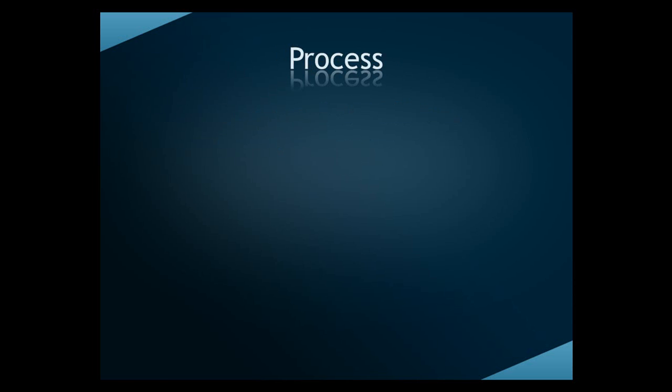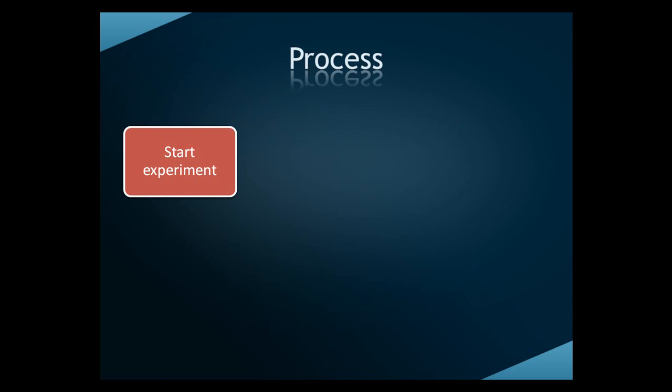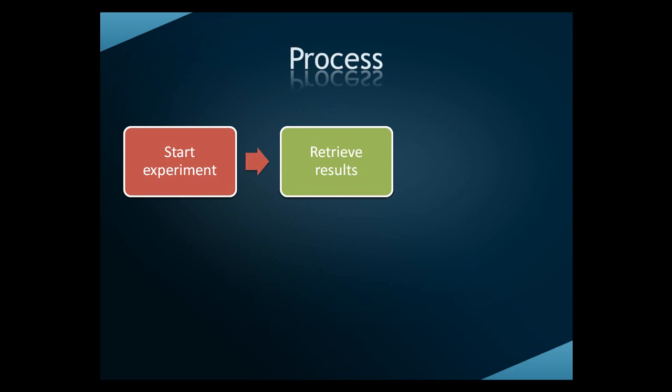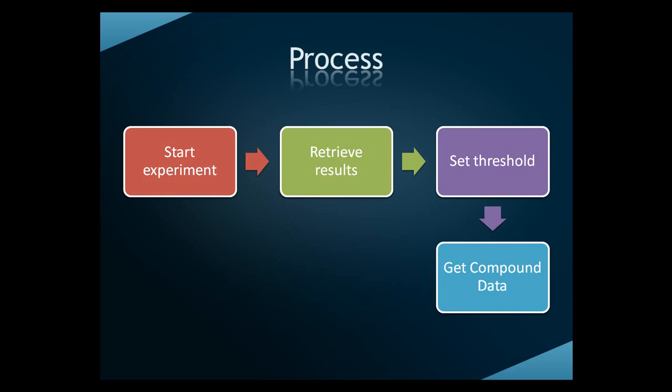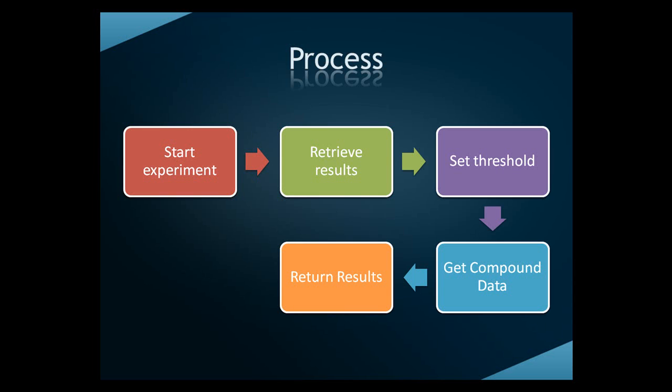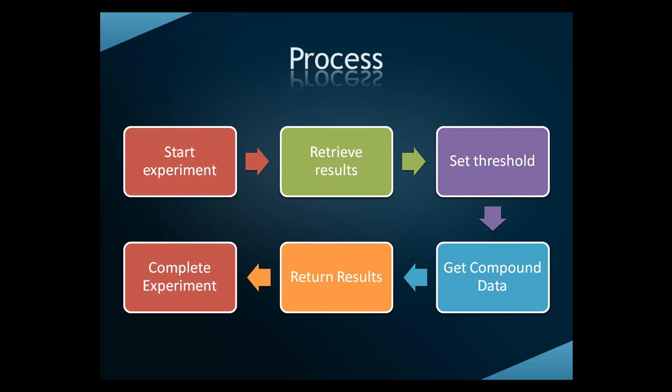The process we'll follow is quite simple. We will start this process as an experiment within BioRails. We'll open a document and retrieve the results into a Morphit document. We then set the threshold of activity, say 90% or the 85% that we're interested in. This will identify the collection of selective hits, and then we'll retrieve compound data from a different database. We then return the results as results into BioRails and complete the experiment.